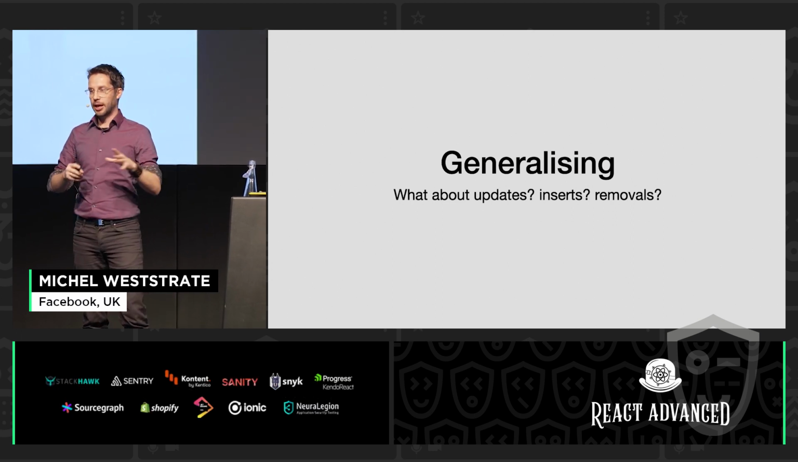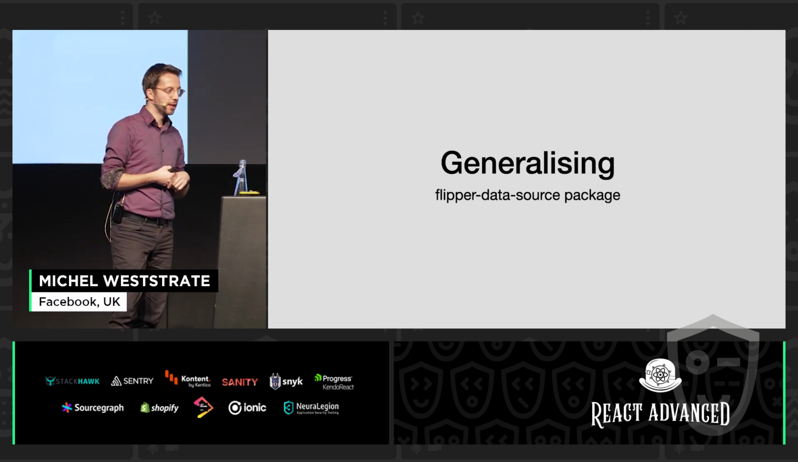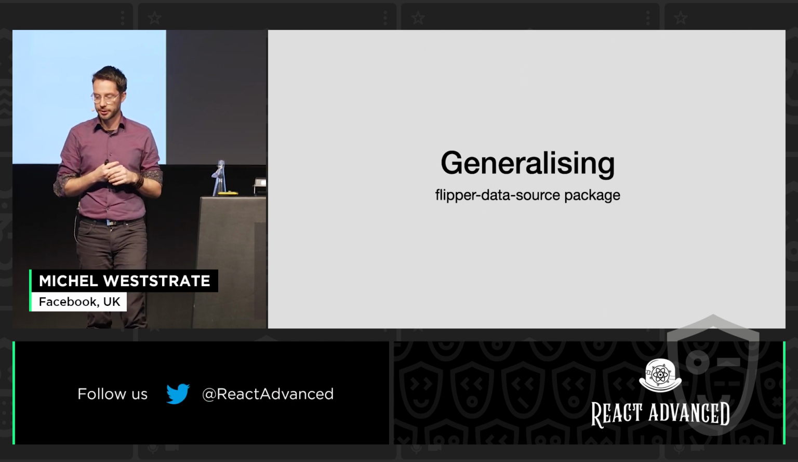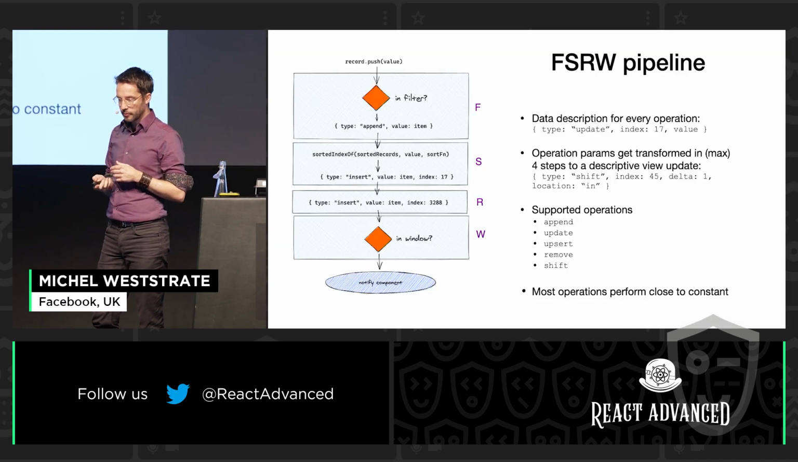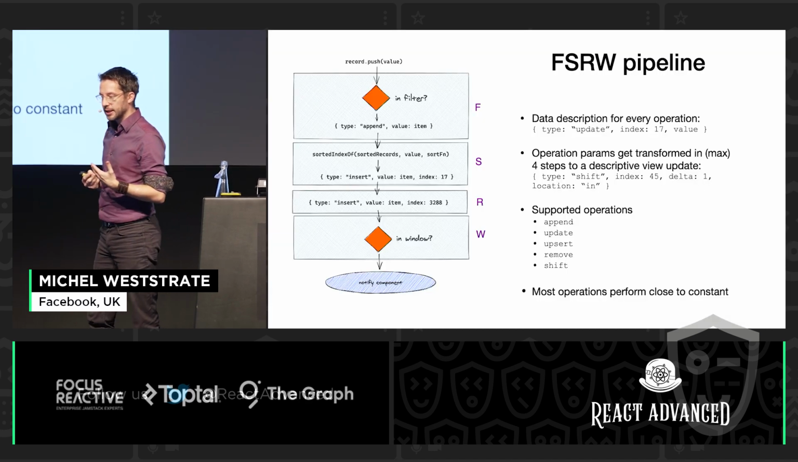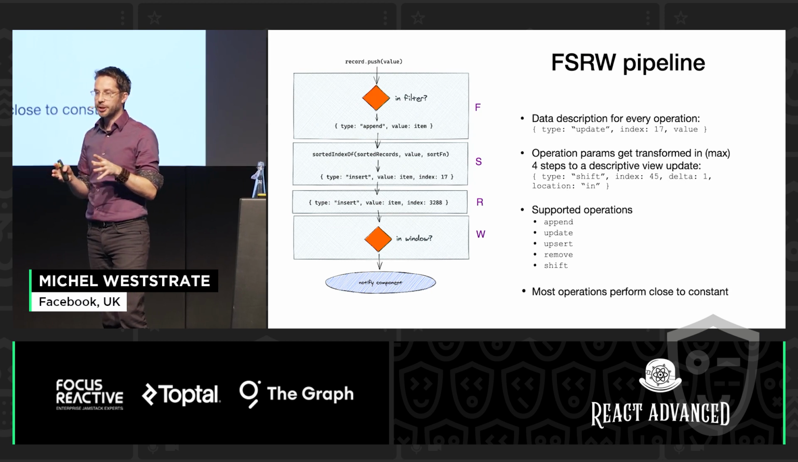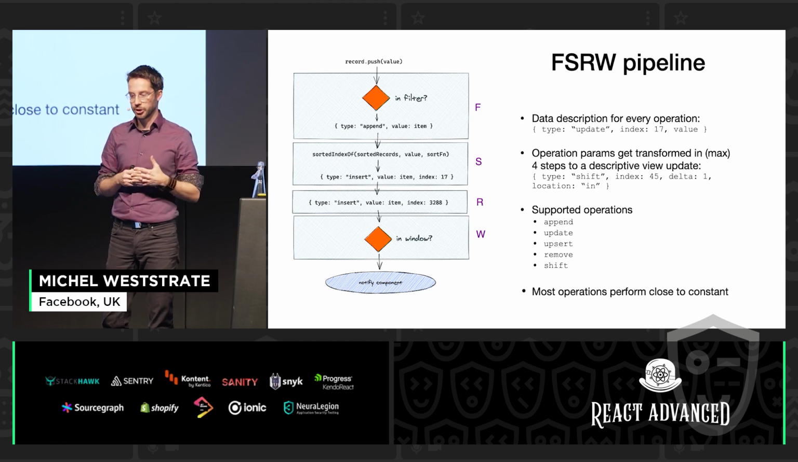And the solution I've shown you so far, we've generalized in a package. It's called Flipper Data Source. It's maintained for now inside the Flipper repository on GitHub. But you can use this package right away. And the basic idea is that all the other operations basically follow the same pattern. An update or a removal is not significantly different from an insert.